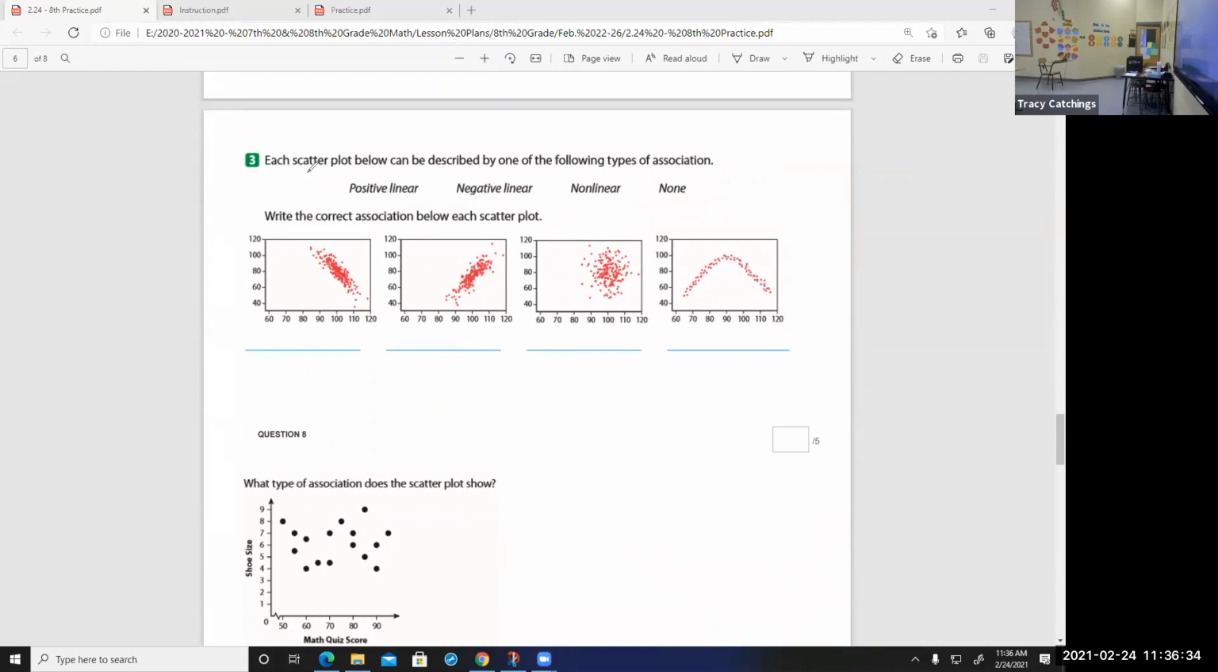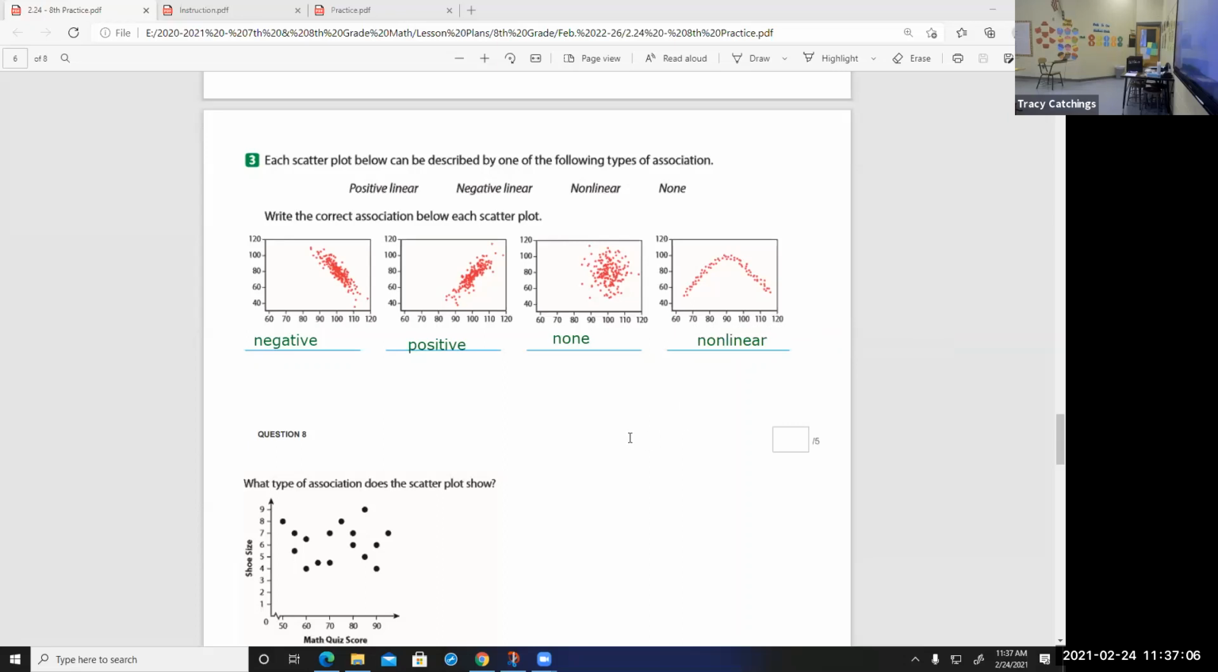Okay. All right, it says each scatter plot can be described by one of the following: positive, negative, non-linear, or none. Negative. And the second one positive. And the third one negative, positive, none, and then non-linear at the end. All right, so you say none, and then you say non-linear. I can work with that. Good.